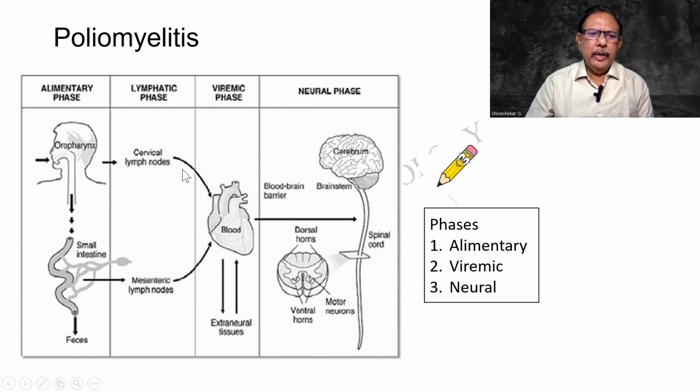After this, it goes to the heart. All the lymph will drain to the heart. From there, it goes into the circulation, that is called viremia. The blood contains the virus. So, from there, the extraneural tissues can be affected. Finally, you have got the neural phase where the brain and the spinal cord are affected. So, please remember alimentary, viremic, neural phases.